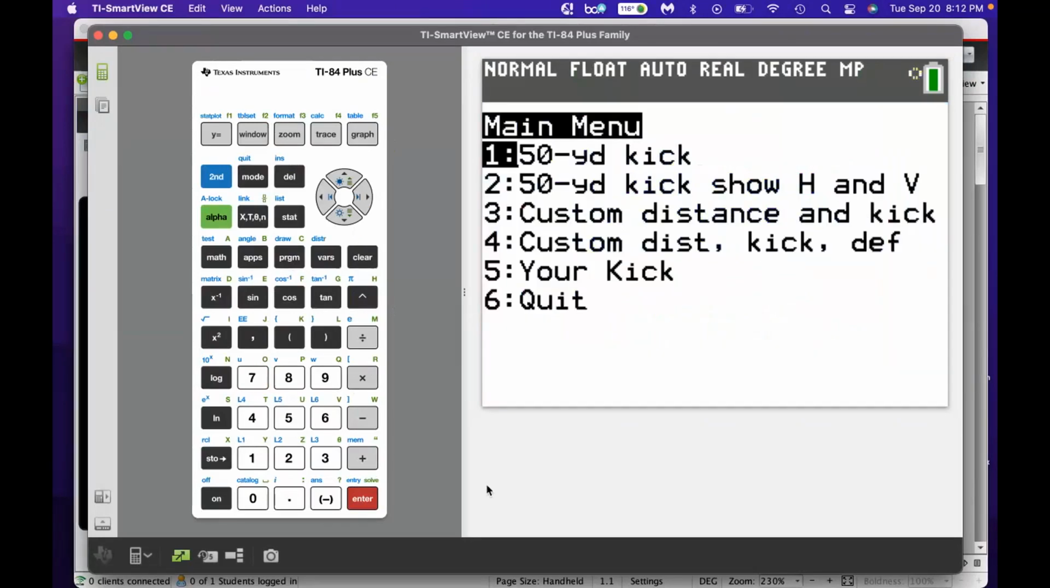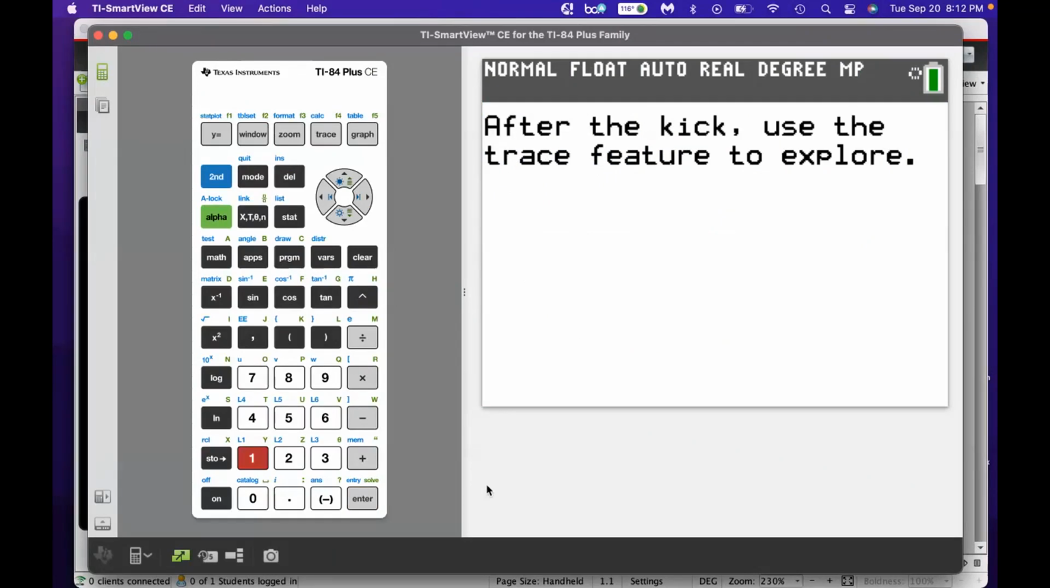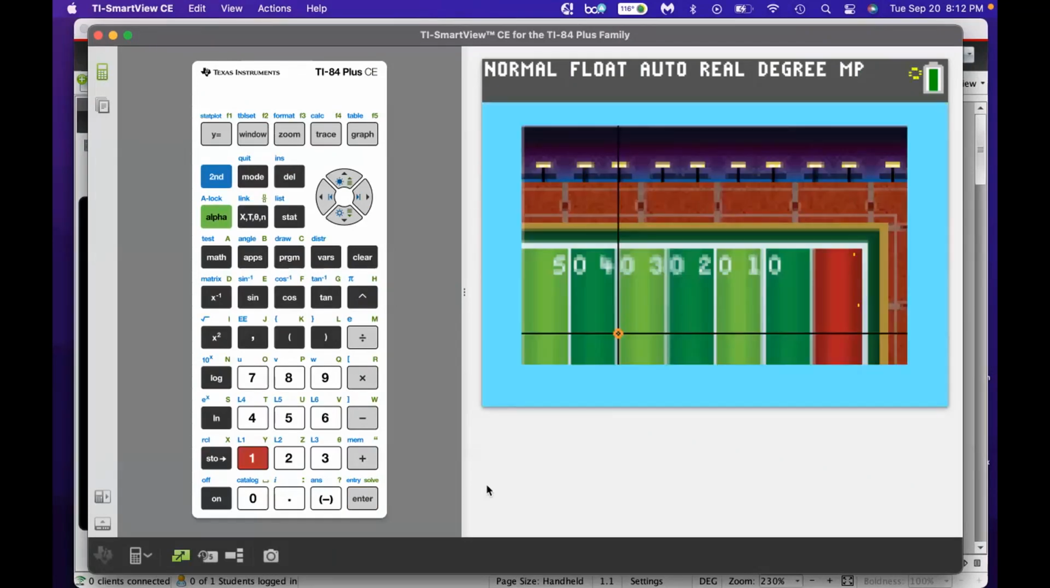So they give you a couple categories here. You can do a 50-yard kick, a 50-yard kick where it shows you the height and the velocity of the kick as it's going. You can actually do a custom distance and kick. And then this fourth one has custom distance to kick, and it introduces some defense to the problem as well. So we'll just go over the first one here. If we choose number 1, after the kick, use the trace feature. So here we get to watch the kick.